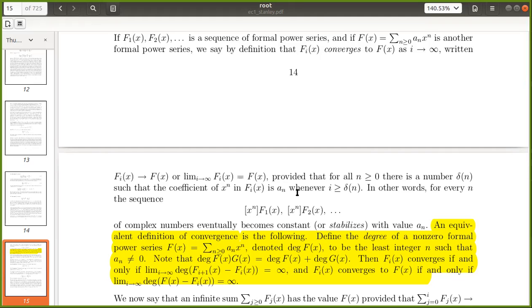So after a certain limit, the coefficients of f_i actually tend to the coefficient of x raised to n in f. That is when you say that the sequence of formal power series f_i converges to the formal power series f. And that's precisely what is written here: the coefficient of x raised to n in f1, then the coefficient of x raised to n in f2, forms a sequence. This sequence converges to a constant value a_n. It stabilizes, in the same manner, that after a certain limit it becomes a_n itself.